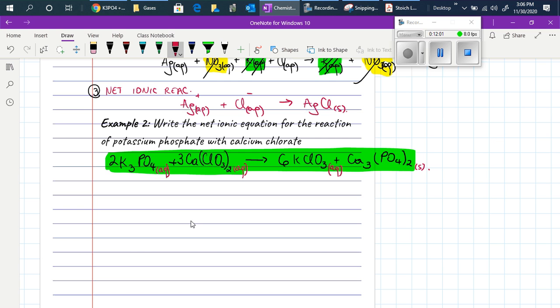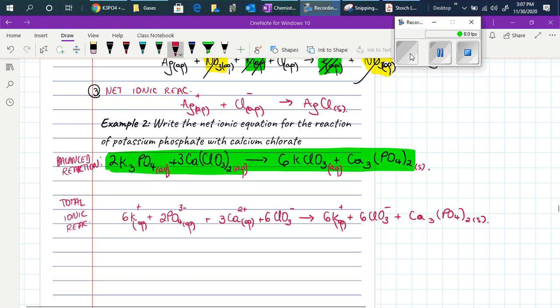Now let's write the dissociation equation, meaning the total ionic equation, from this balanced reaction, in which we will write all the entities. We'll have 6 potassium. Why 6? Because 2 times 3 is 6. 6 potassium, 2 phosphate with a charge of 3-. And as you see here, the net charge should be 0. So 6 plus, 6 minus, 0. Plus 6 minus, 6 plus, 0. So the net charge has to be 0.